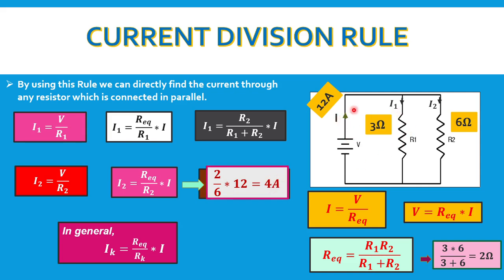Actually, we can also check here, that is I1 is equal to 8 ampere and I2 is equal to 4 ampere. So 8 plus 4 is equal to 12 ampere, and 12 ampere is also coming here, and 8 ampere is this, and 4 ampere is this. So 8 plus 4 is equal to 12.